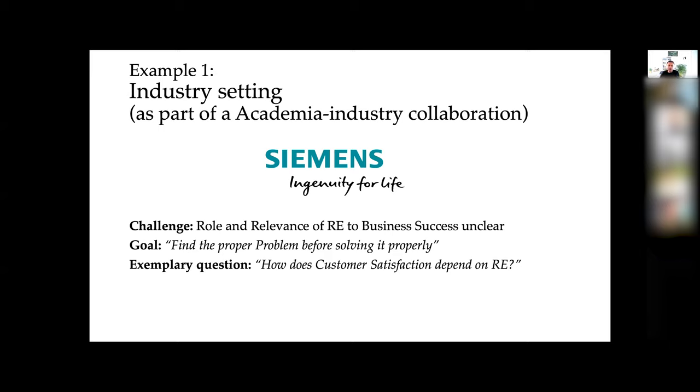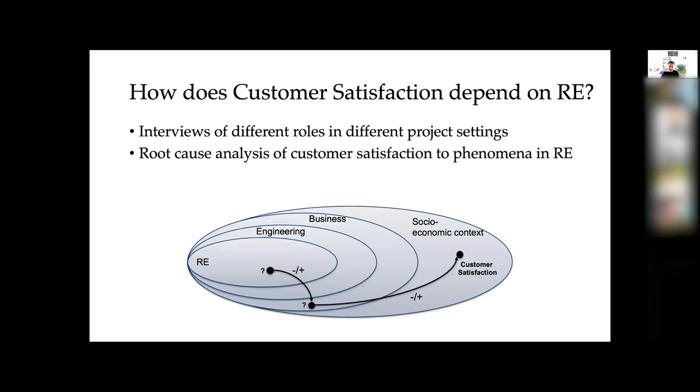Now, what did we do? I won't go too much into detail. I think you will understand that I cannot show you the particularities of the project. But what we did there is we conducted interviews to understand how customer satisfaction depends on factors and requirements engineering, as a basis to draw some conclusions about the relevance of requirements engineering to overall business success. And this is the second reason I'm showing this: this is purely qualitative research.